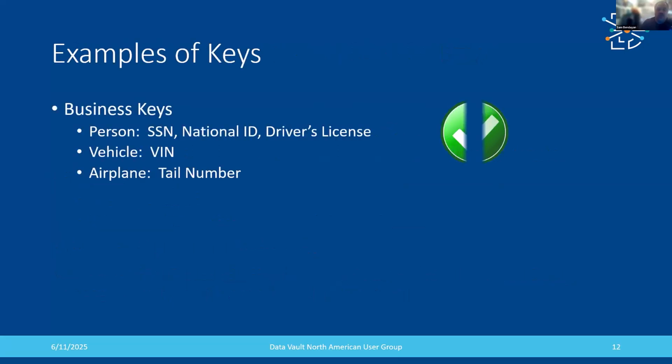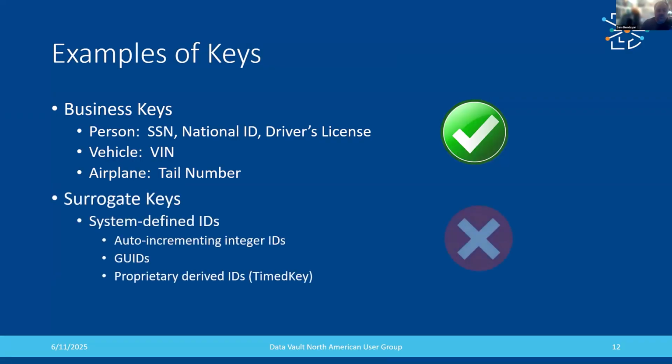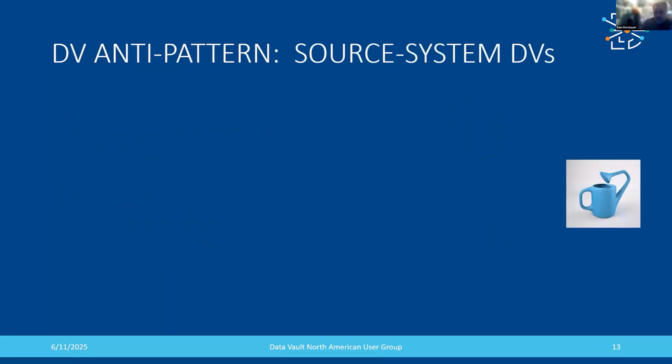So just some quick examples. Typical business keys, these are the good ones: SSNs, VINs for vehicles, tail numbers for airplanes. These are the ones you want to generally stay away from: auto-incrementing integers, GUIDs, and things like that. I've also found during my career that quite a few places implement their own little algorithms for unique keys. One such algorithm is called a timed key that I ran into at one of my clients. So those as well you want to stay away from, generally speaking.